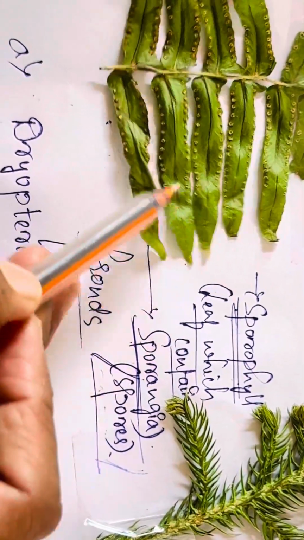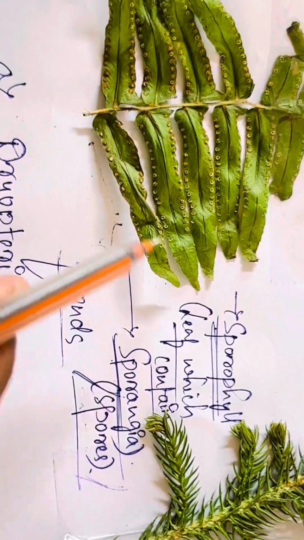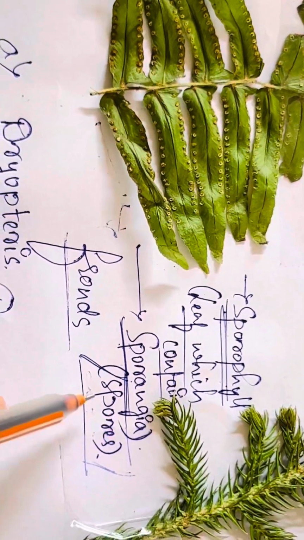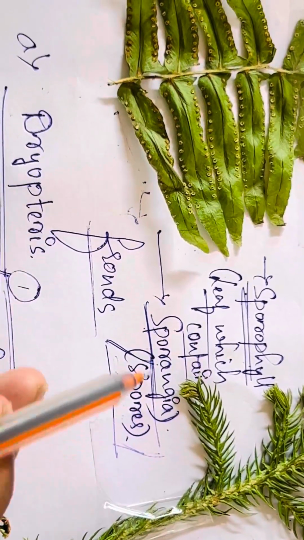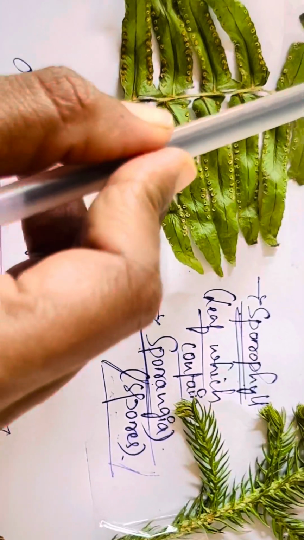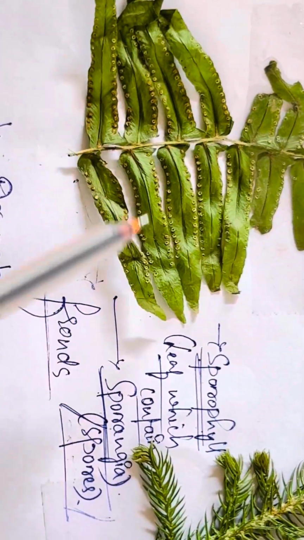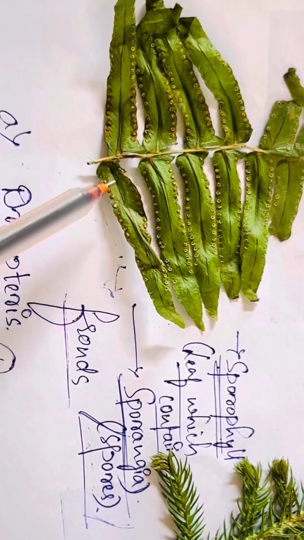The leaves which contain sporangia are sporophylls. Sporangia are sac-like structures that contain minute amounts of spores. There are many spores there, and why is the sporophytic generation dominant? Observe the image everyone, you can see the sporophyll and the sporangia. The spores will be released from these leaves.